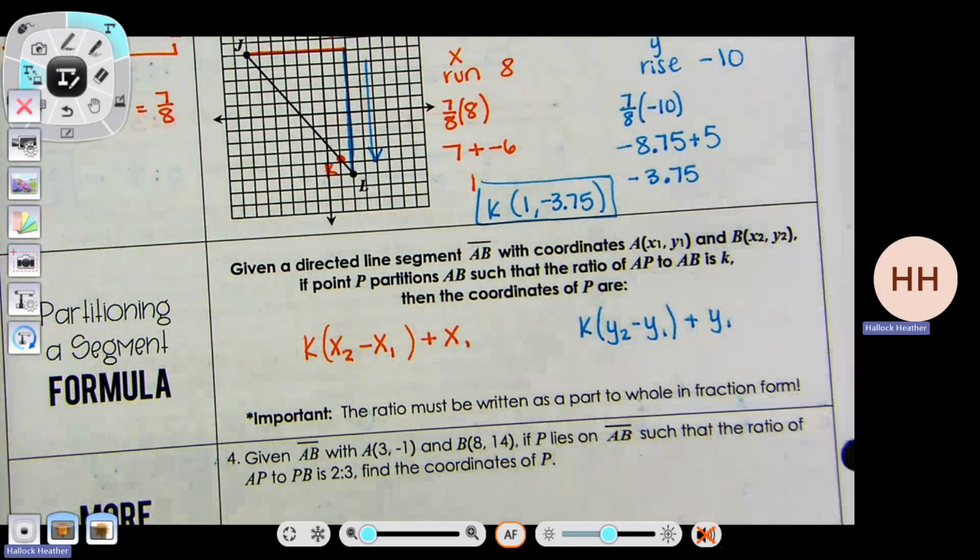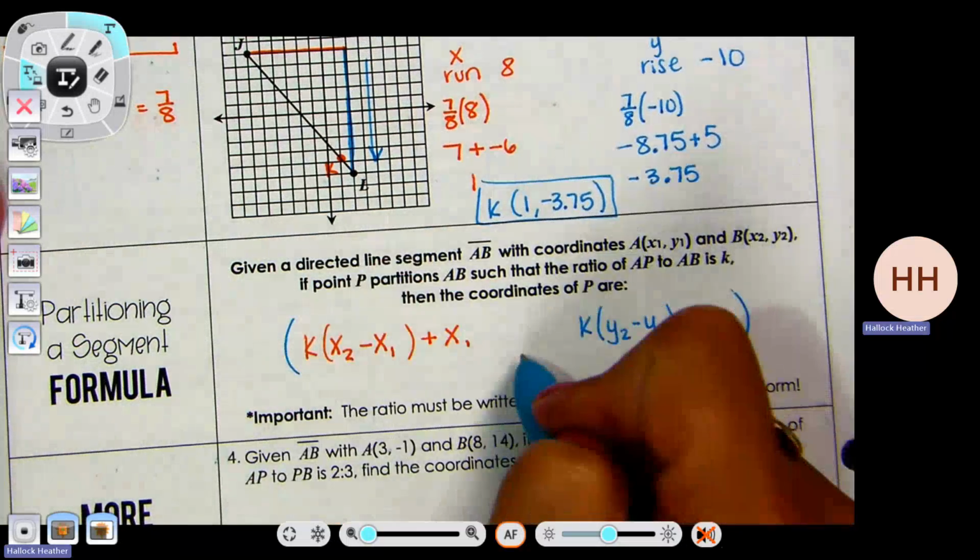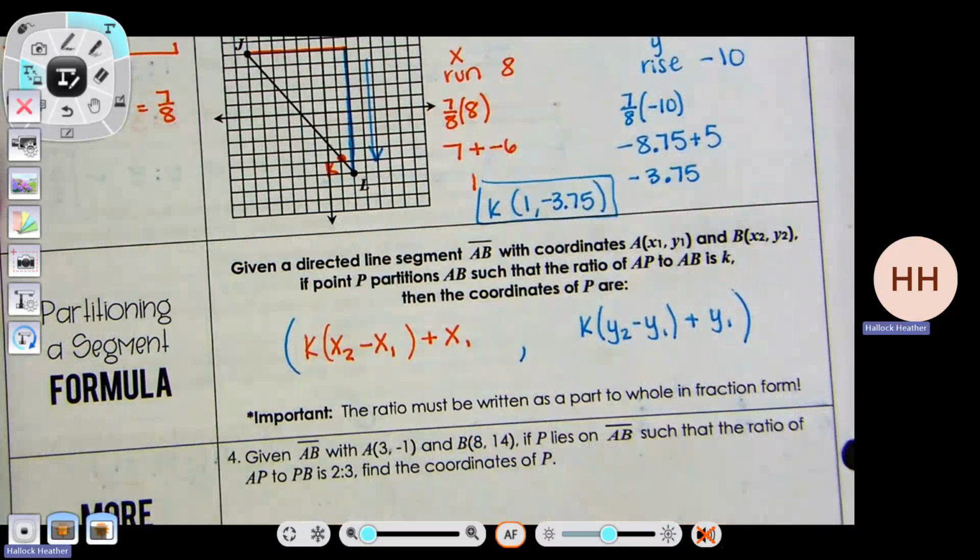Let me see where this is going. Let me try to figure out from the options they give me what the answer is. Okay, so this is our formula that we're using. It's a coordinate point, so I just put a comma between them.